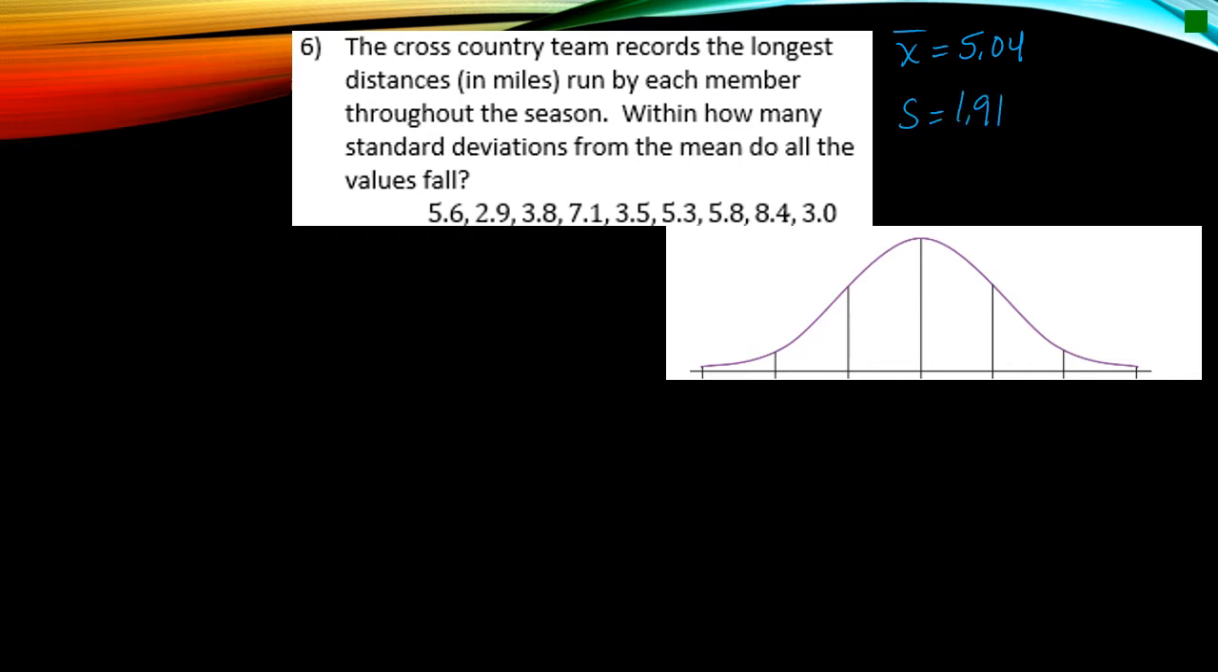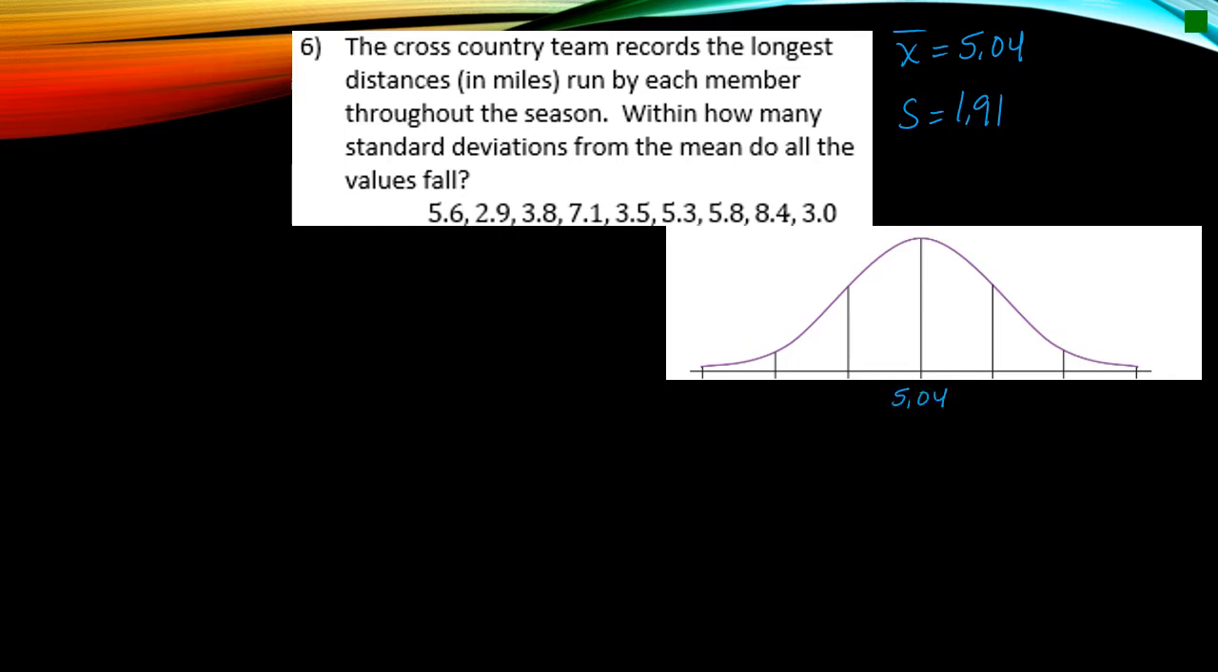Now on the previous slide I rounded to the 10th or the first decimal place. I rounded this one to 2 decimal places, mostly because I didn't want to round the mean to just 5 even. But it really doesn't matter because ultimately we're just trying to figure out how many standard deviations it falls within the mean, so that shouldn't affect it depending on how you round. So now I'm going to label my normal curve.